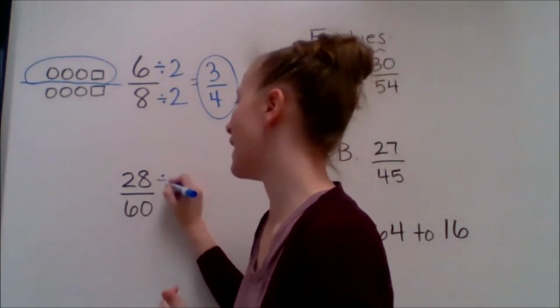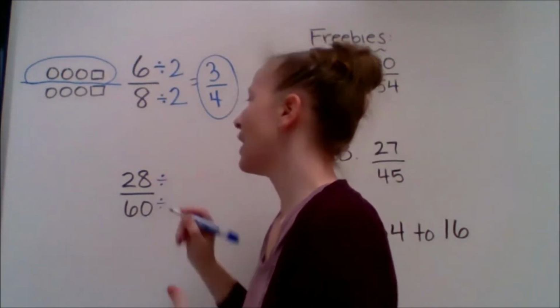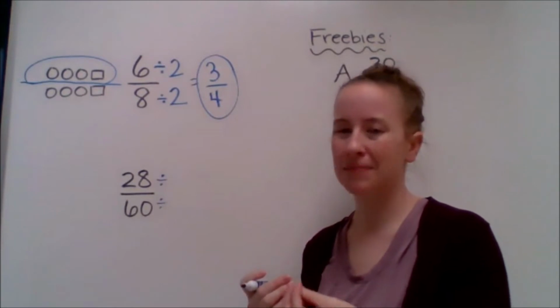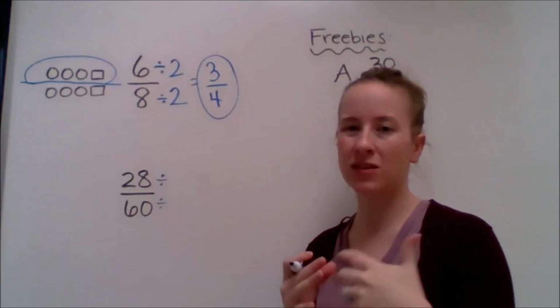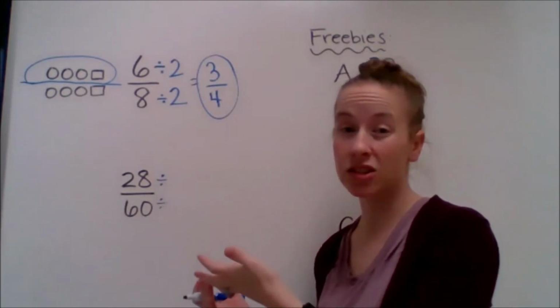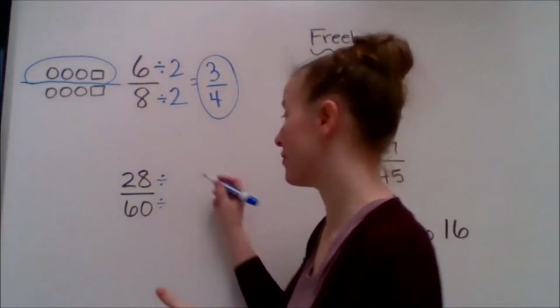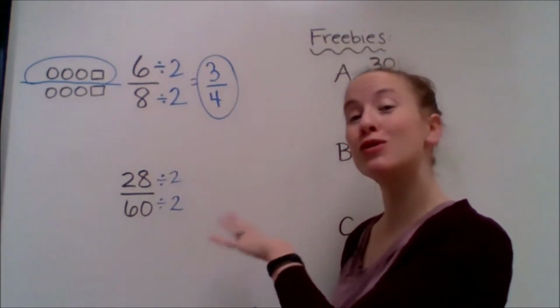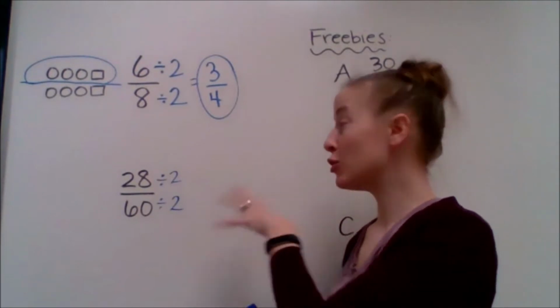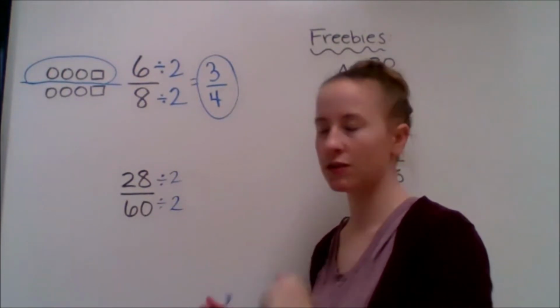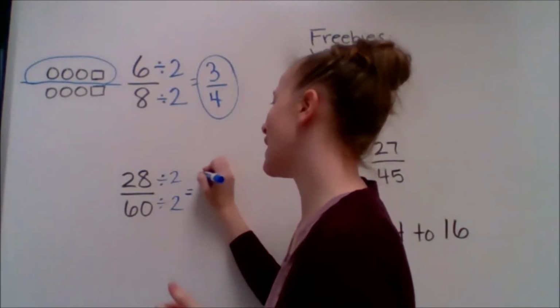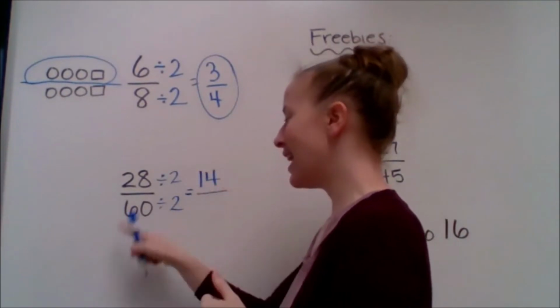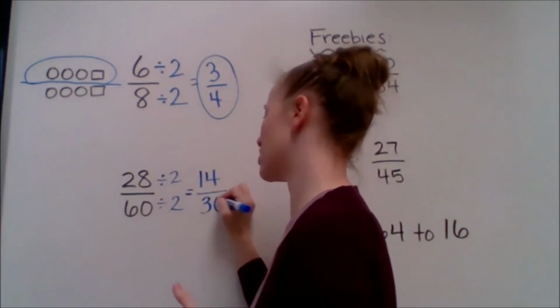So I need to find numbers that go into 28 and 60. It's really hard when the numbers are big, so I'm just going to go with what I see. I see 2 even numbers. I'm going to cut them in half. There's more than one way you could do this. If you saw another math fact, you could divide by something else as long as it works for both numbers. So when I cut 28 in half, that is 14. And when I cut 60 in half, that is 30.